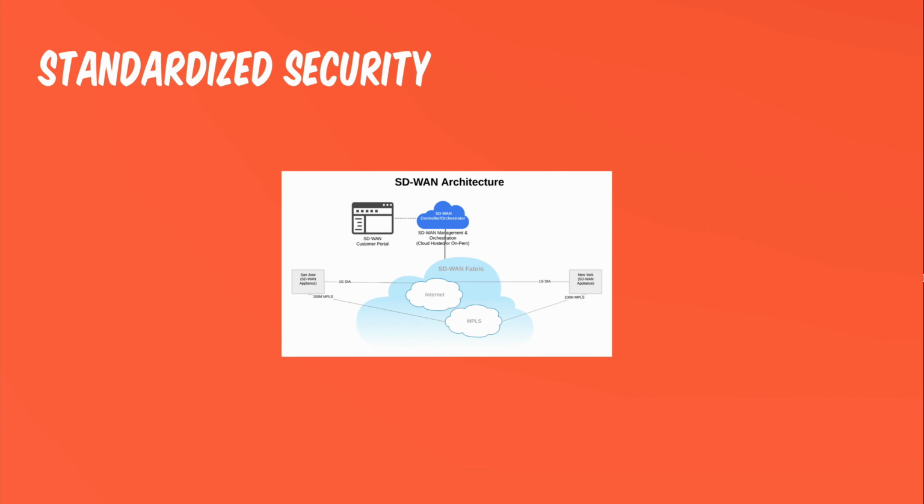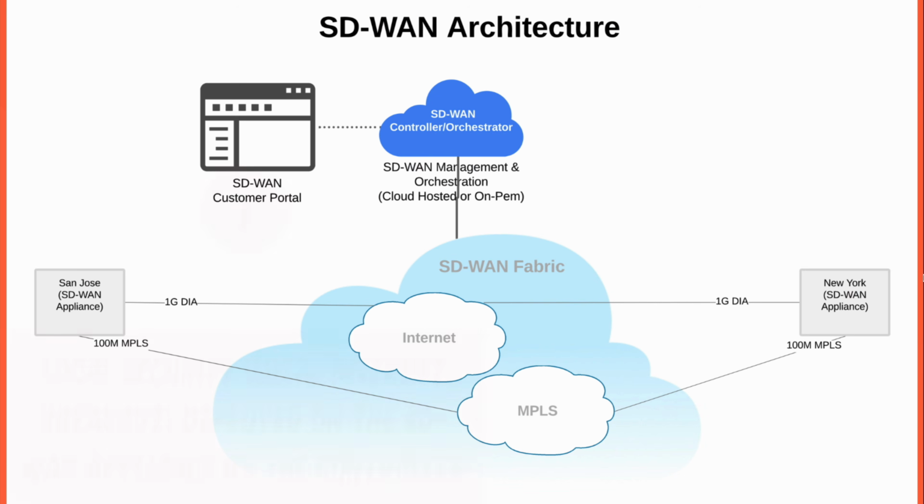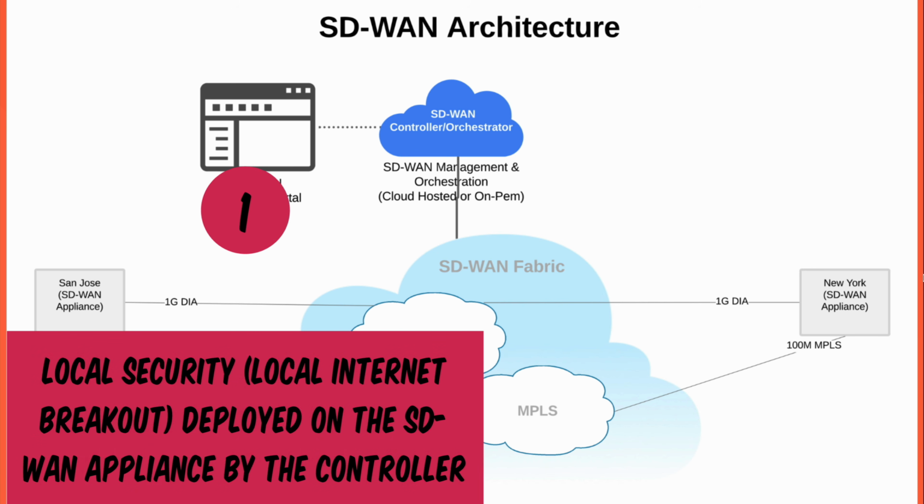And another big important element is the standardized security. So what you get with SD-WAN is you can have what's called a local internet breakout, meaning each site has the ability to access the internet directly without having to backhaul to a data center and then going out to the internet. So for example, here, if you look at the New York SD-WAN appliance, because it's got a DIA circuit, it can go directly out to the internet. And through the SD-WAN controller, we can push the security config down to the SD-WAN appliance in New York, so it has the right policy in place, right?